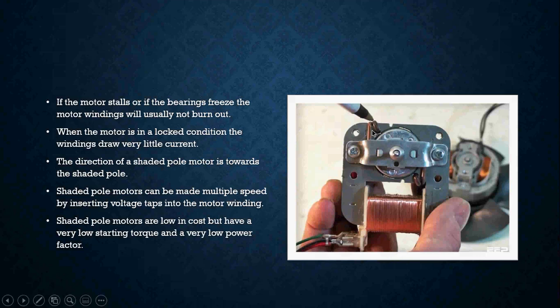Okay, shaded pole motors can be made multi-speed by inserting voltage taps into the motor winding. You're not going to make a shaded pole motor a multi-speed motor in the field. You're going to purchase them as they do come in multi-speeds. You can get them as a single speed or multi-speed. Shaded pole motors are low in cost, but have very low starting torque and very low power factors.